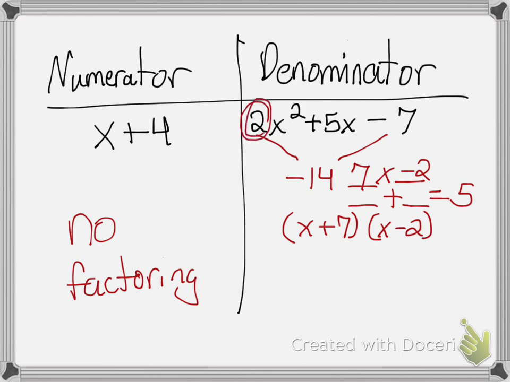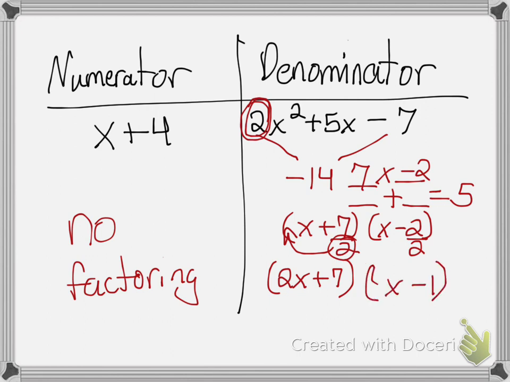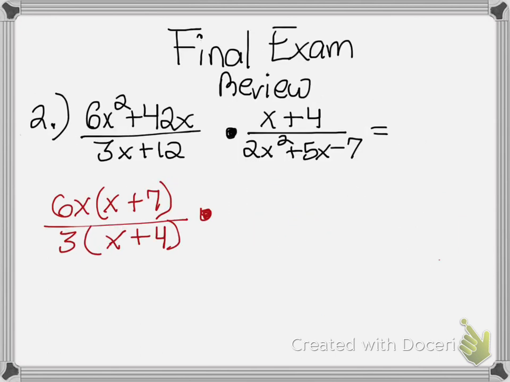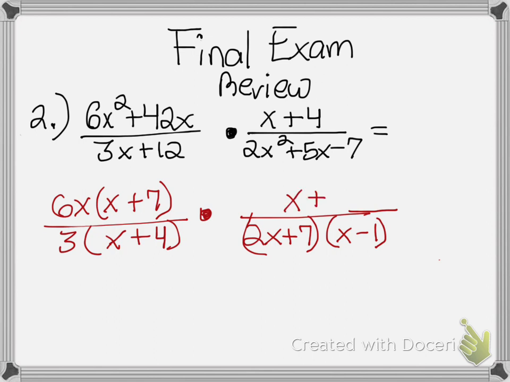Always remember to divide by whatever your a is. Since 7 cannot divide by 2, that's when I'll do bottoms up. And it'll be 2x plus 7. And then, of course, negative 2 divided by 2 gives me negative 1. So in my denominator, I'll have 2x plus 7 and x minus 1. In the numerator, of course, I'll leave the x plus 4 alone.